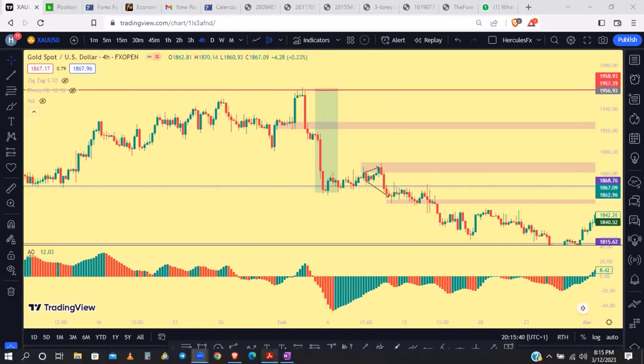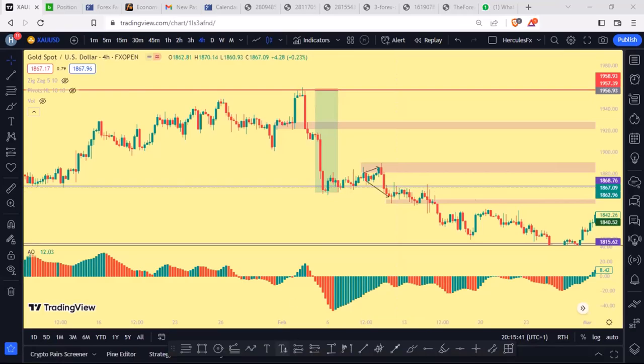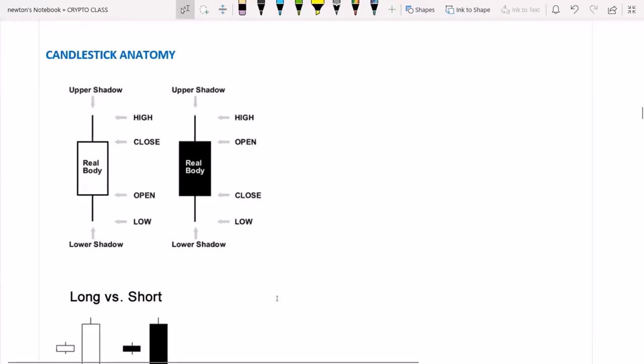All right, so what are candlesticks? Like you see on my screen, this is what a candlestick looks like, okay? We have this body, and we have these two long tails you're seeing. It's called a shadow, okay? All of these have their use and what they represent.